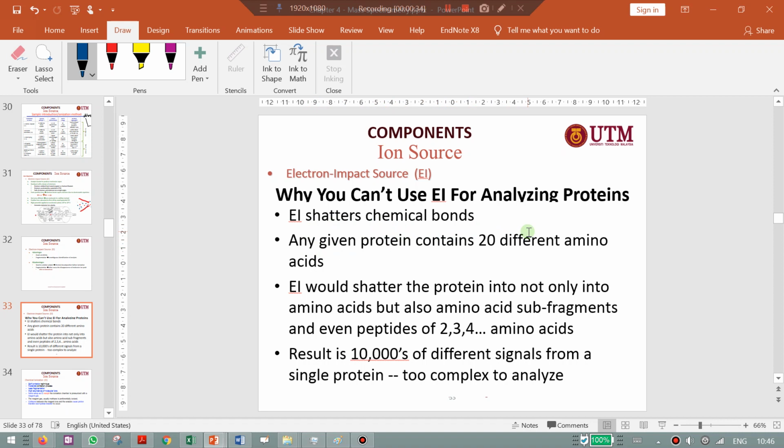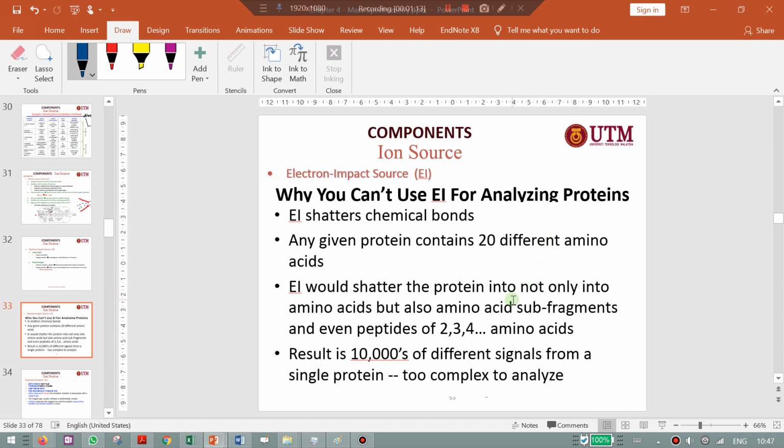So from a single protein compound, because of the EI, it can shatter that protein into 20 different amino acid compounds. Okay, so we actually know the amino acids, but we don't know what kind of protein we actually had during the analysis. EI would shatter the protein not only into amino acids but also amino subfragments, even peptides. Okay, the problem increases further. It doesn't just shatter the protein; after shattering the protein into amino acids, it can also shatter the amino acids into peptides.